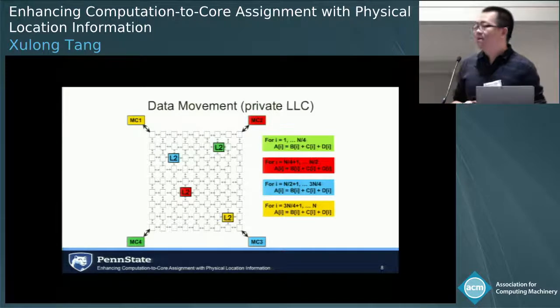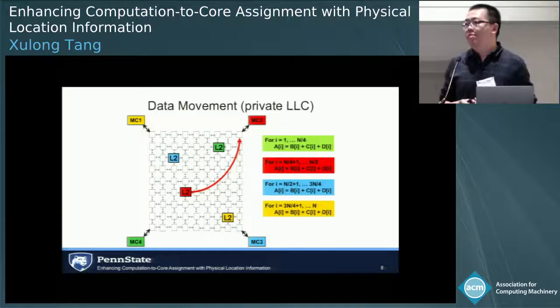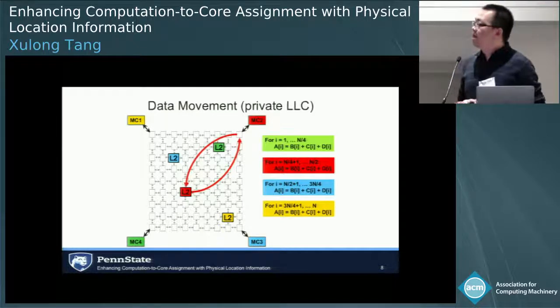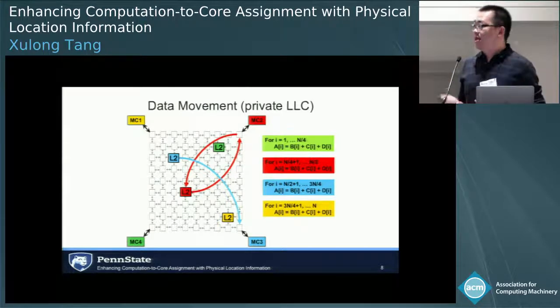If we map the computation in a way like this, for the red one, the off-chip accesses go to the right top memory controller, and the data are fetched all the way to that node. Similarly, for the blue one, it goes to the right bottom memory controller, and the data is fetched to the left top node there. And this is the same thing for the remaining 2 chunks of the data.